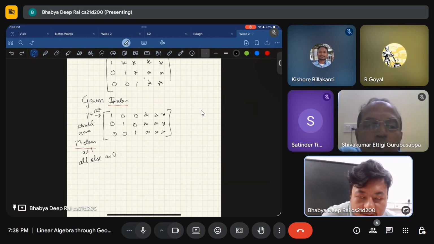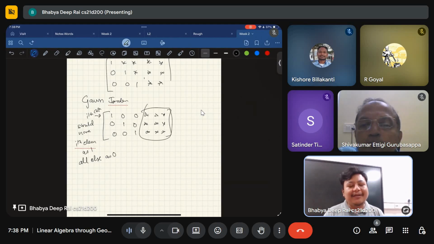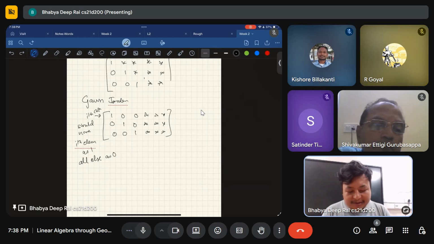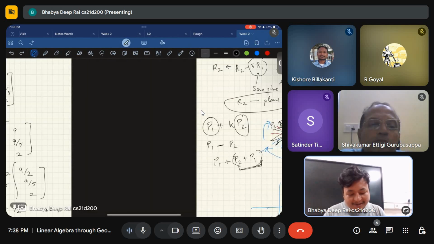What about the fourth column? The fourth column need not follow that. The fourth column could be anything. Okay, I'll come to the advantage of this form, but first let's apply it.